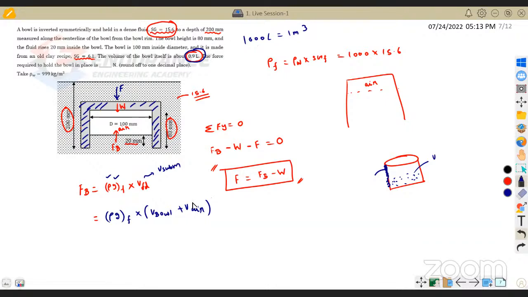Coming to the volume of the air. The volume of the bowl we already know. I will write it down here so that I can use it. The volume of the bowl is given to us as 0.9 into 10 to the power of -3 meter cube. And now what is the volume of the air? How to find out the volume of air? How can I determine the volume of the air?